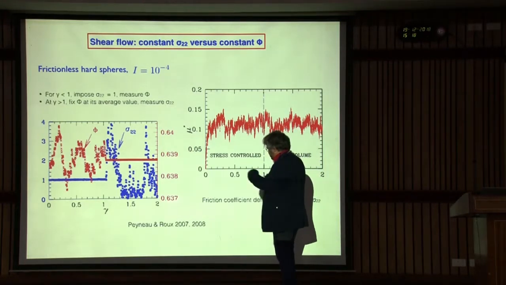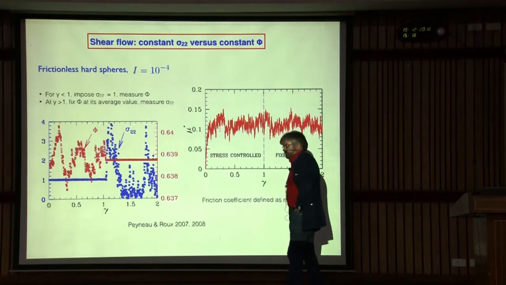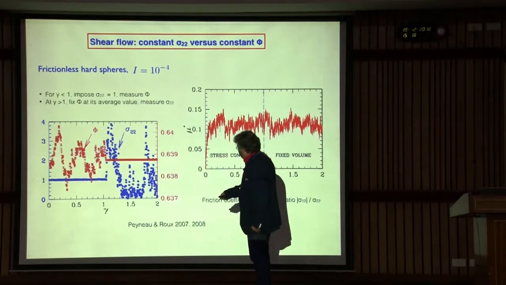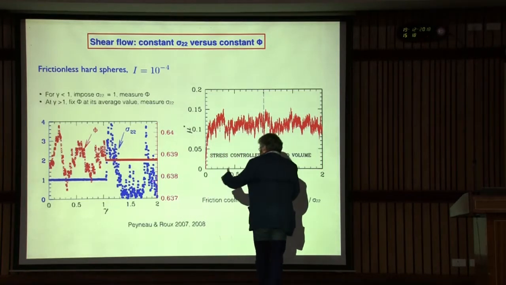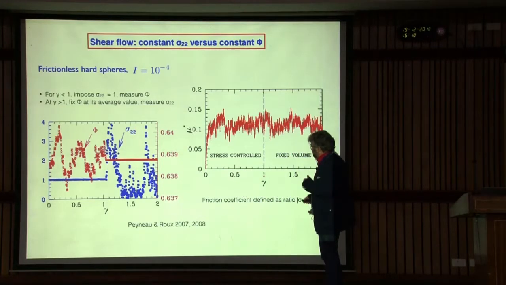But now, if we change the boundary control and fix phi to its average value in the past, as shown here, we see that sigma 2 is going to fluctuate wildly from 0 to 4, and its average should be 1, because it's the same material state. But you see how difficult it is to extract an average in such a situation. So the first message is that it's much more convenient to use this control rather than that one.